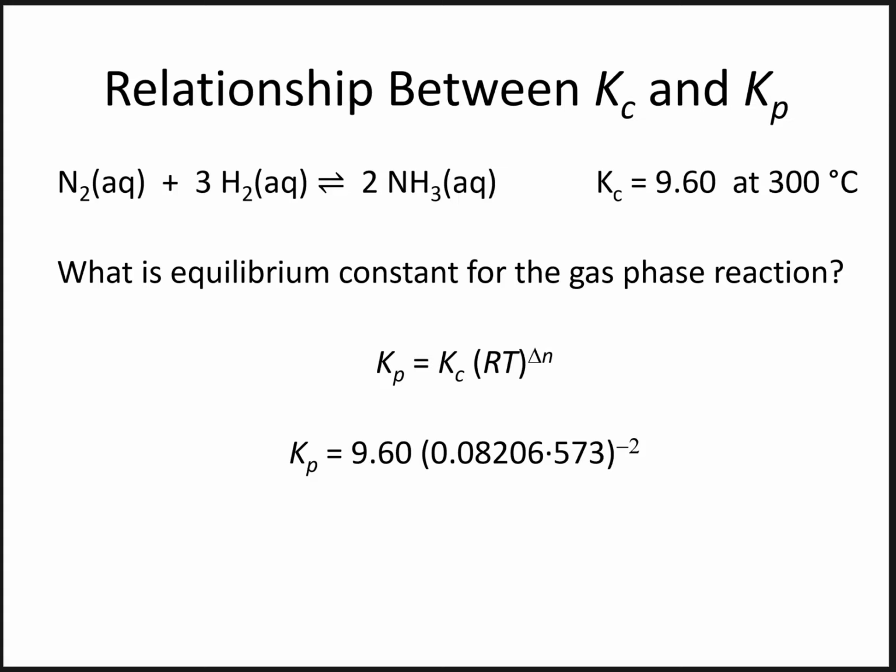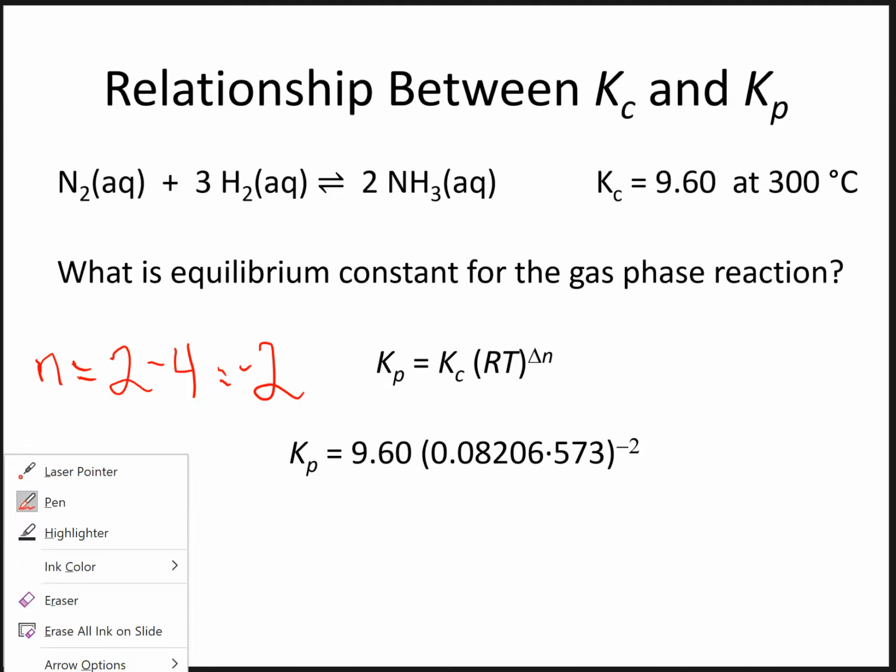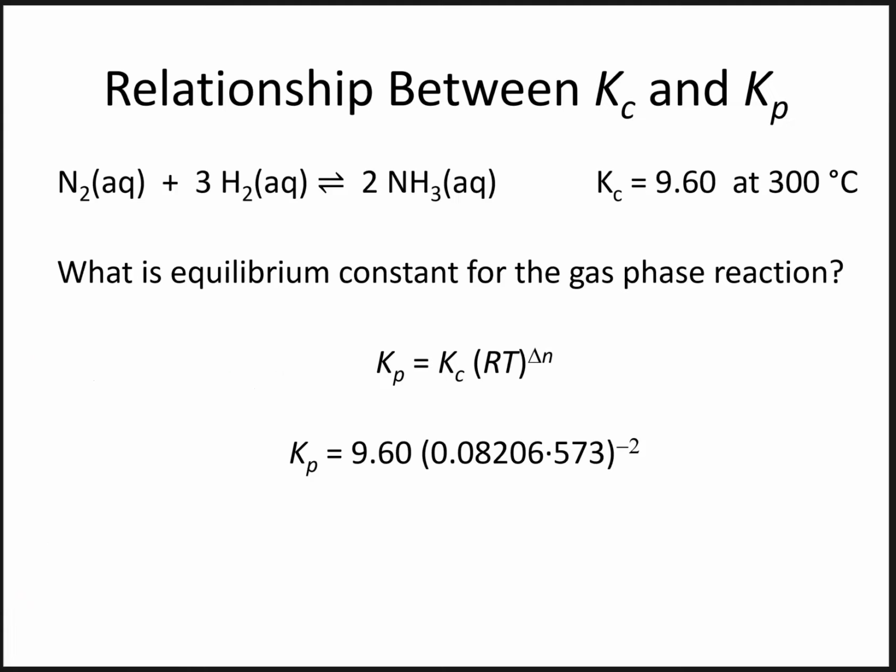Why is it minus 2? Well, delta N is the number of moles of product that would be a gas, 2, minus that of the reactants, which there's 1 N2 and 3 H2, so that's how we get minus 2 here. So we can then go through and plug and chug our values, and lo and behold, we get Kp equals 4.34 times 10 to the minus third for this reaction.